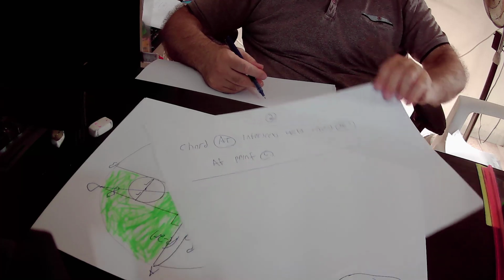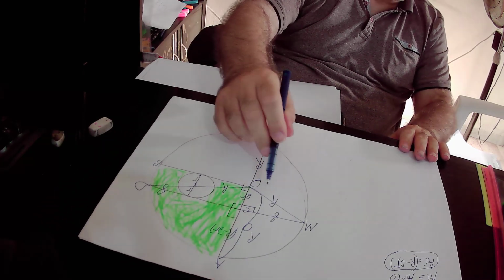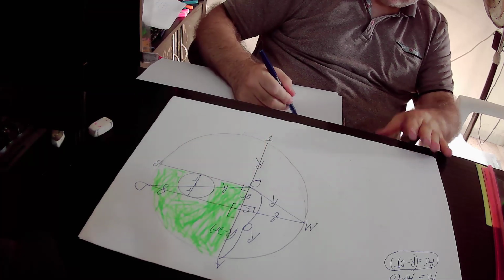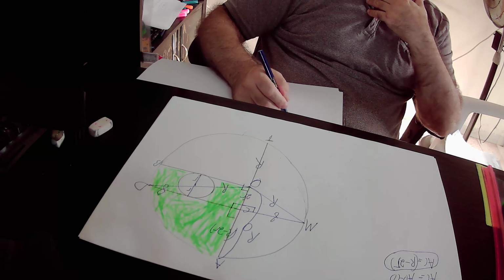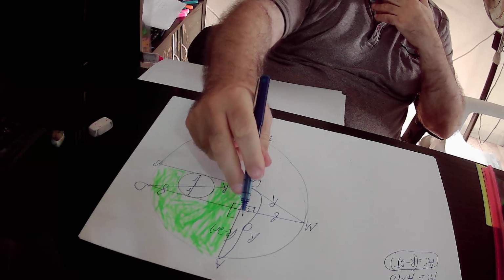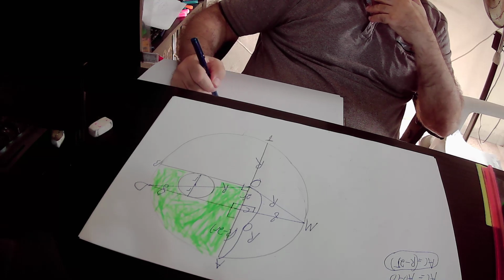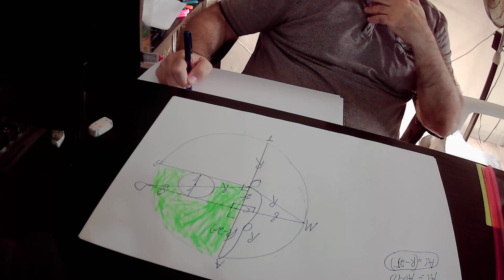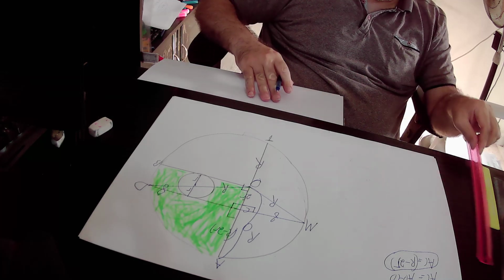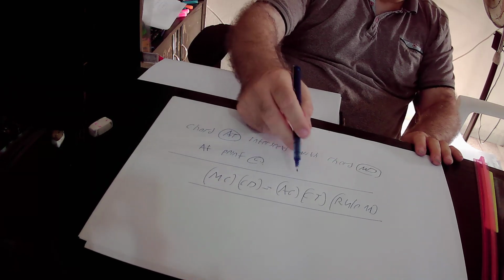Okay, therefore, according to rule number 11, we get that MC times CD equals to AC times CT. Again, MC times CD equals to AC times CT. I'll repeat again, MC times CD equals to AC times CT.